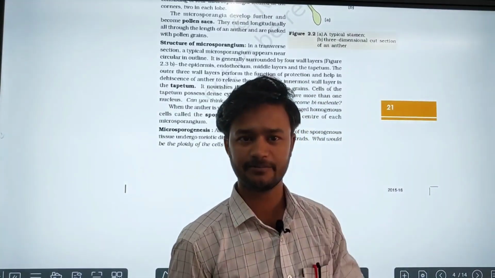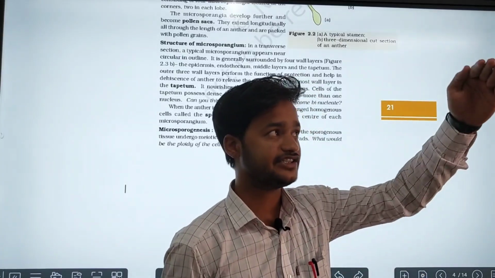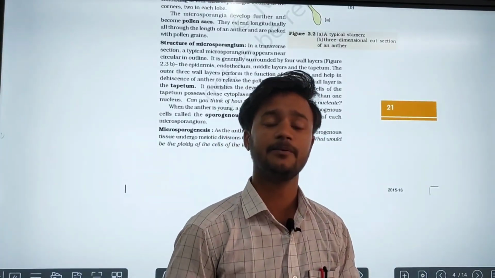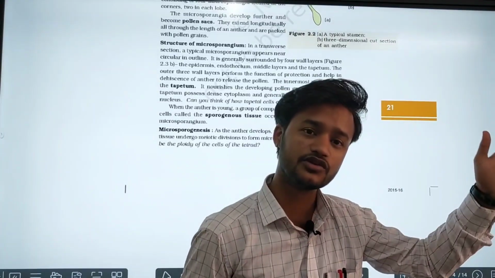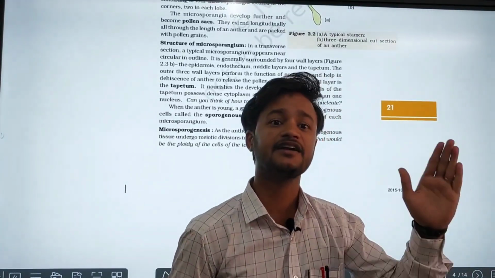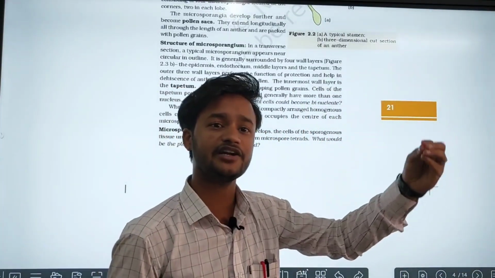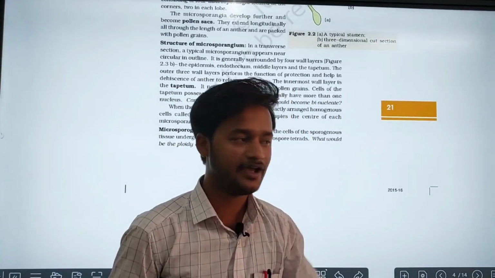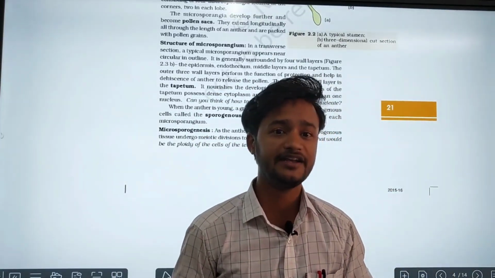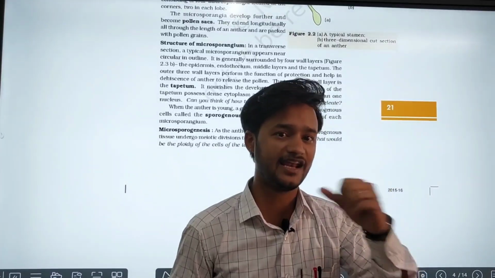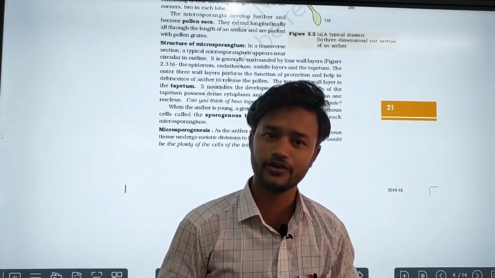Outermost epidermis, and just beneath the epidermis the endothecium, just beneath the endothecium the middle wall layer, and the innermost layer of the anther wall is called the tapetum. We know that the tapetum gives nourishment to the developing pollen grains, right? And tapetal cells contain a dense amount of cytoplasm, and it is a multinucleated cell because karyokinesis is not followed by cytokinesis.